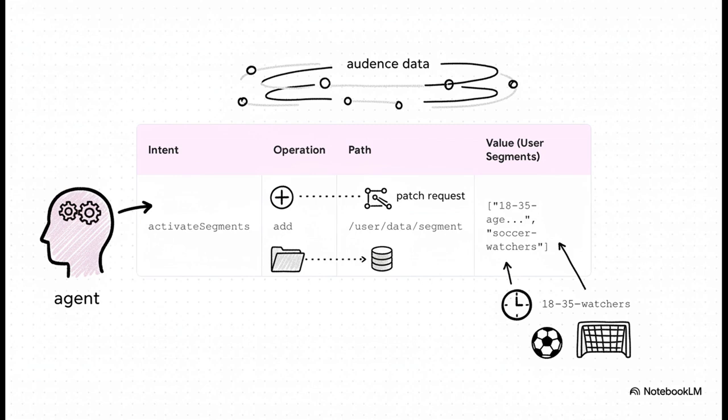The intent is crystal clear: activate segments. The operation it wants to do is add. The path tells the system exactly where to add the data. And the value is the data itself. In this case, it's adding tags for people in the 18-35 age segment and people who are soccer watchers. It's simple, it's precise, and it's totally transparent.